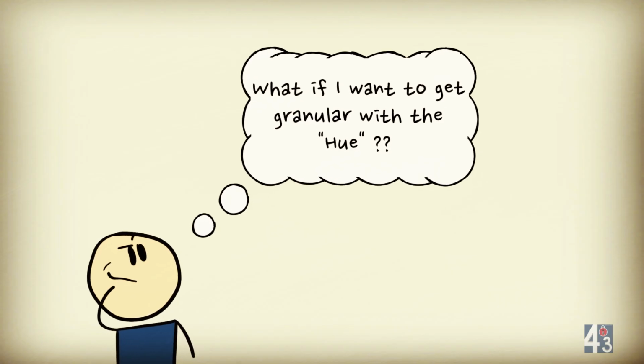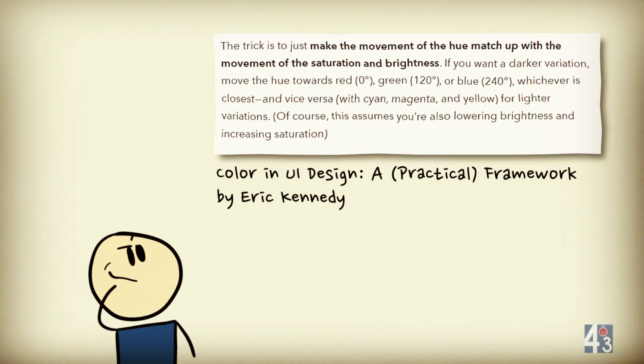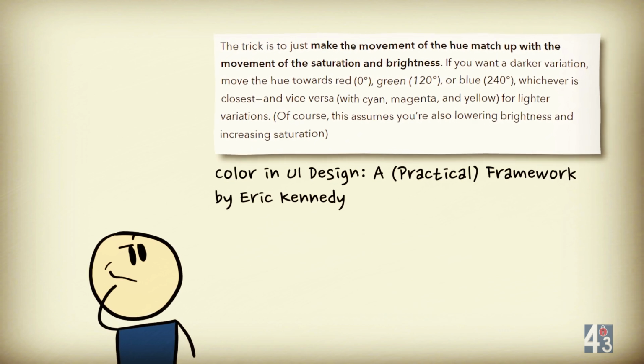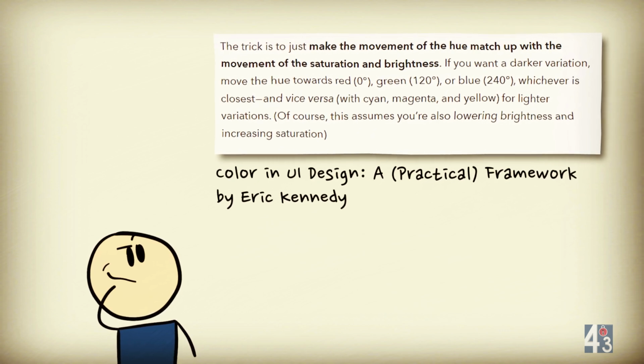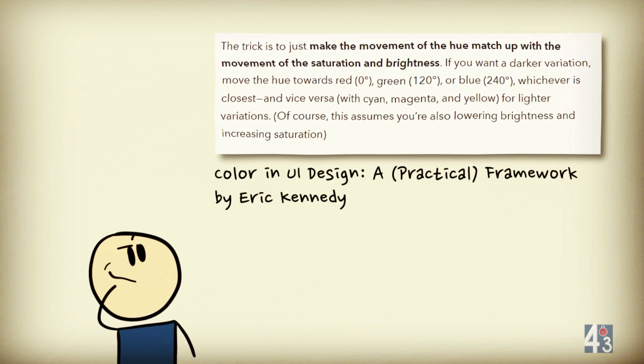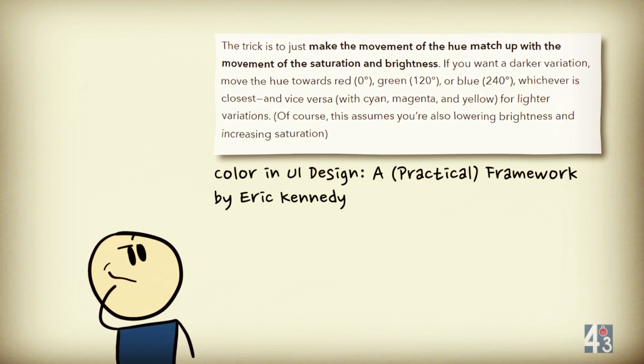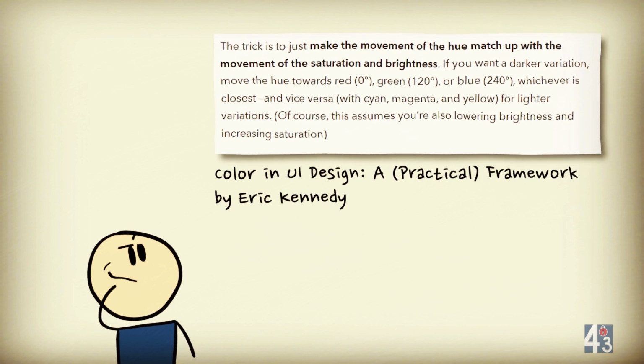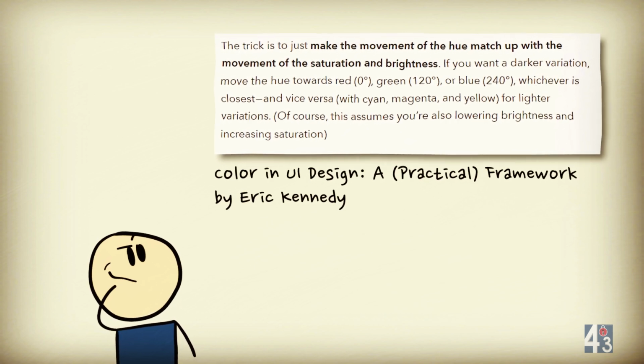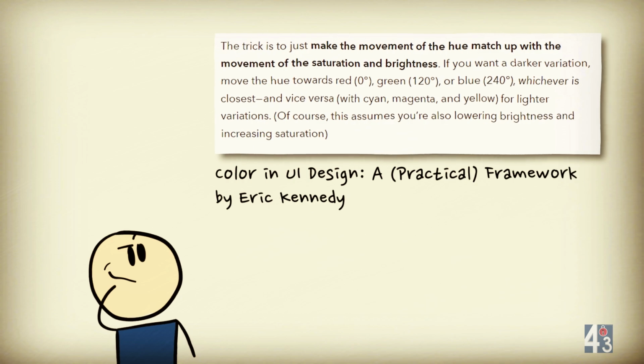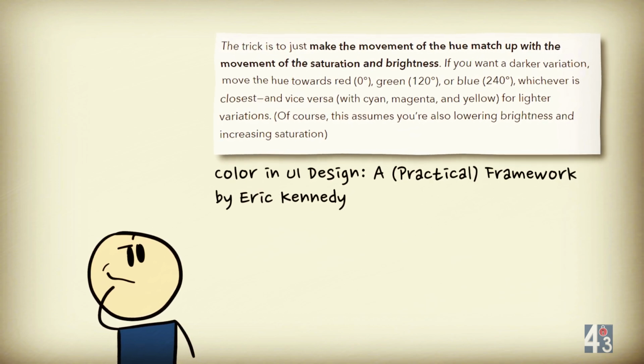However, if you want to get granular with the hue as well, here's what Eric Kennedy writes in his post. The trick is to just make the movement of the hue match up with the movement of the saturation and brightness. So if you want a darker variation, move the hue towards red, green or blue, whichever is the closest, and vice versa. That is with cyan, magenta and yellow for lighter variations.